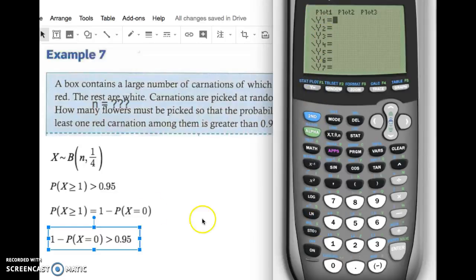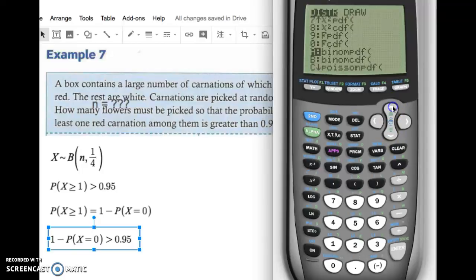On the y1, I will type this, where my P of X equals 0, that would be Bino PDF. So 1 minus, second bars, that brings us to distribution. I'm going to find my Bino PDF, my trials, and that's my n, which I don't know, so I'm going to use x to represent that. And my p in this case is 1/4. My x value here is 0, x equals 0.